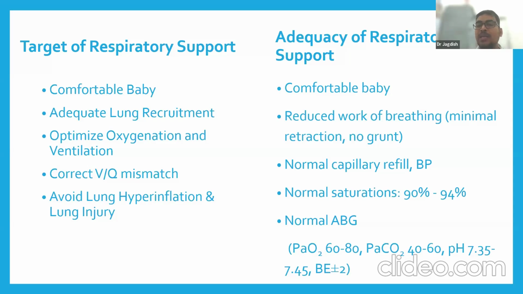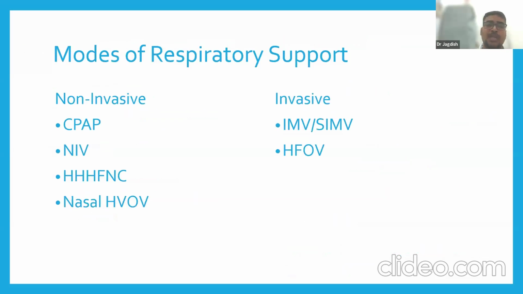Then the work of breathing is coming down, or the Silverman Anderson score is coming down, the retraction is coming down, the grunting is gradually normal, and there is a normal capillary refill time, perfusion is normal, and the saturation is maintaining in the 90 to 94%. In case you are doing a blood gas, the blood gas has to be normal. That is, PO2 should be between 60 to 80, PCO2 40 to 60, and pH of 7.35 to 7.45. So this is our target, and how you know the respiratory support is adequate.